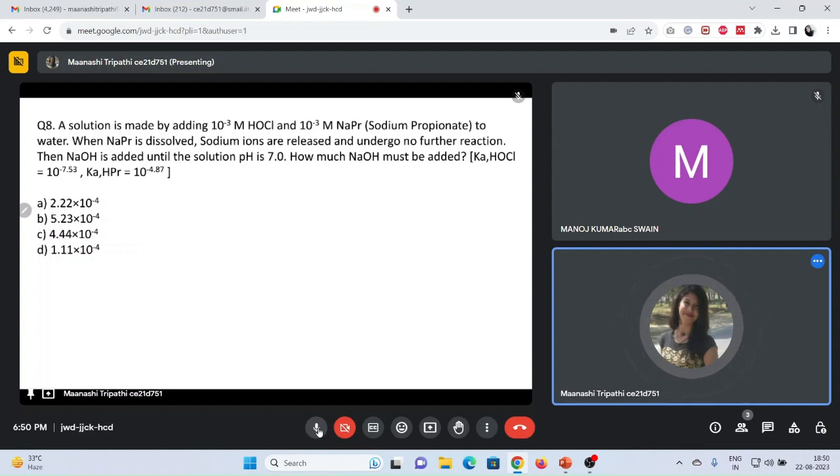The next question is, a solution is made by adding 10 raised to power minus 3 molar HOCl and 10 raised to power minus 3 molar sodium propionate to water. When sodium propionate is dissolved, sodium ions are released and undergo no further reaction. Then NaOH is added until the solution pH is 7. How much NaOH should be added? Please try to solve this question. We will see the solution in a while. Then you can match your solution.